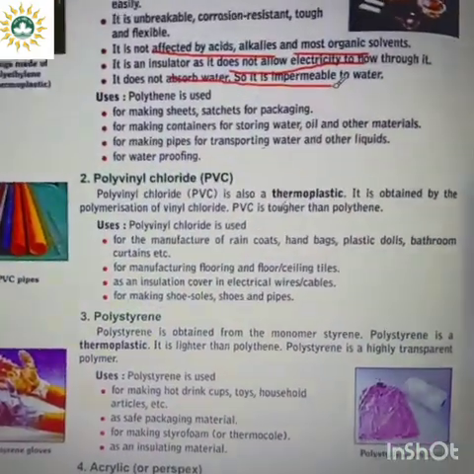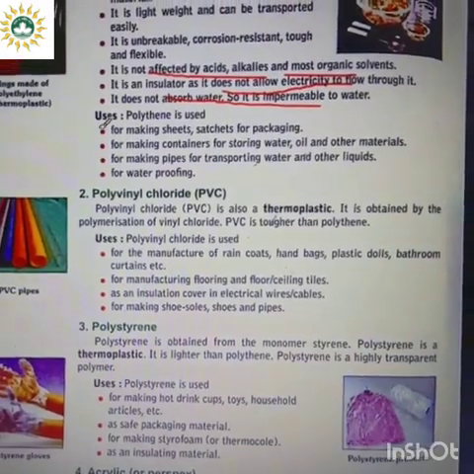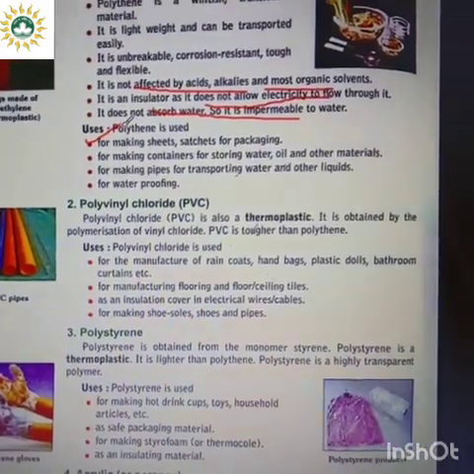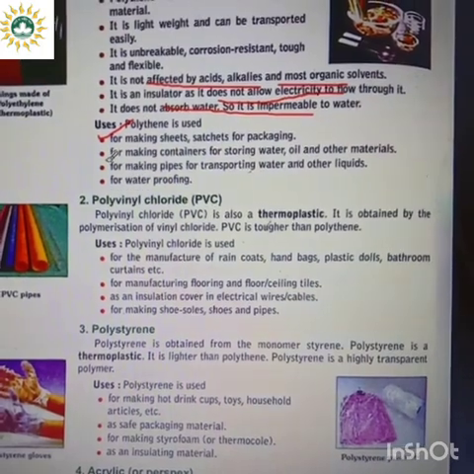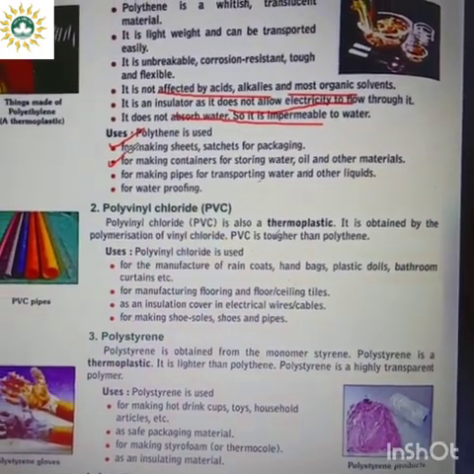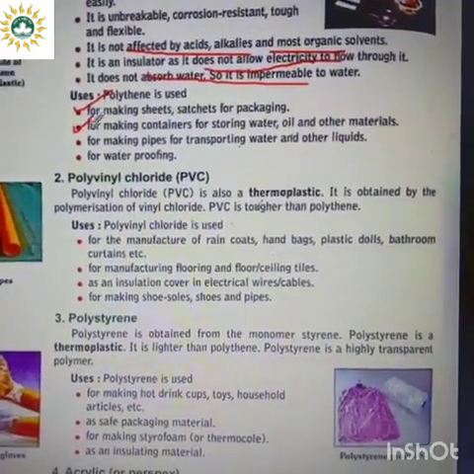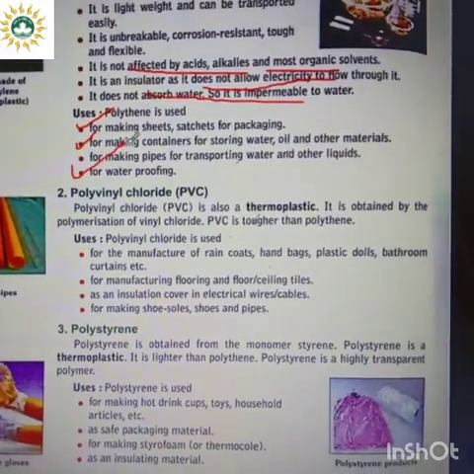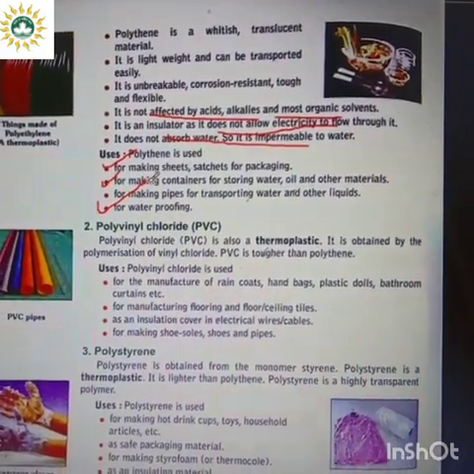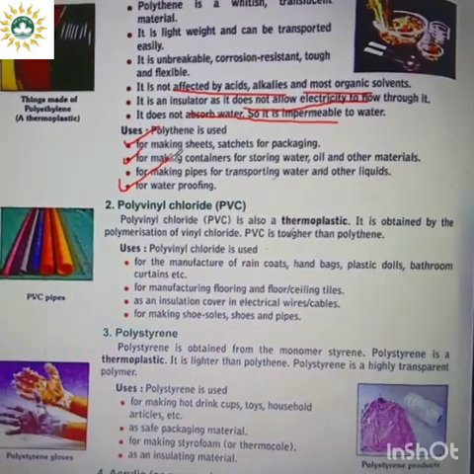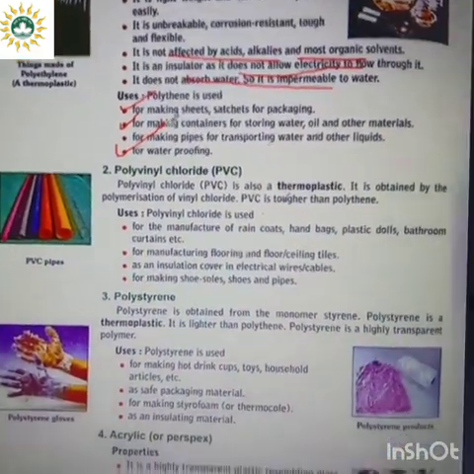And what are the uses? You need to know that polythene is used for making sheets, sachets for packing, containers for storing water, oil, and other materials, pipes for transporting water and other liquids, and for waterproofing also, because as they cannot absorb water, polythenes are used for waterproofing.